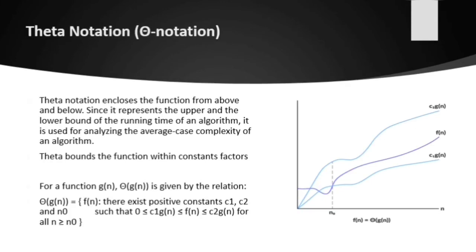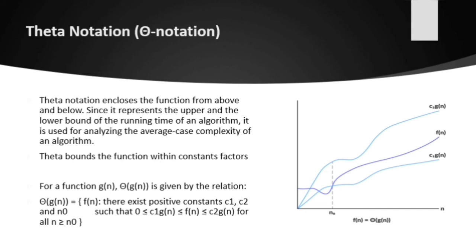Now we discuss theta notation. Theta notation includes the function from above and below. Since it represents the upper and lower bound of the running time of an algorithm, it is used to analyze the average case complexity of an algorithm. Theta bounds the function within constant factors.